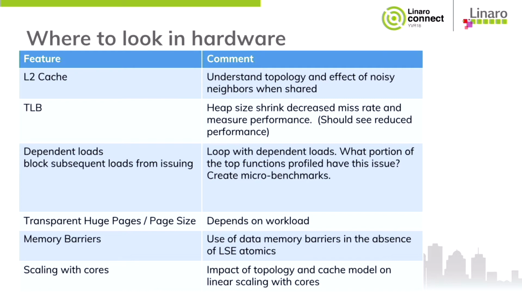That's where, not TC print, but in this case OProfile or JProfile, and looking at annotation. Scaling with cores, again my example with topology and your cache model, on linear scaling with cores. So as you scale your cores, how well do you perform?